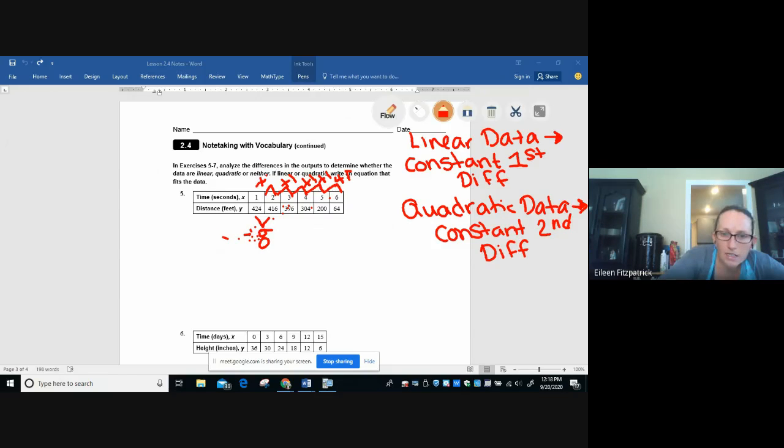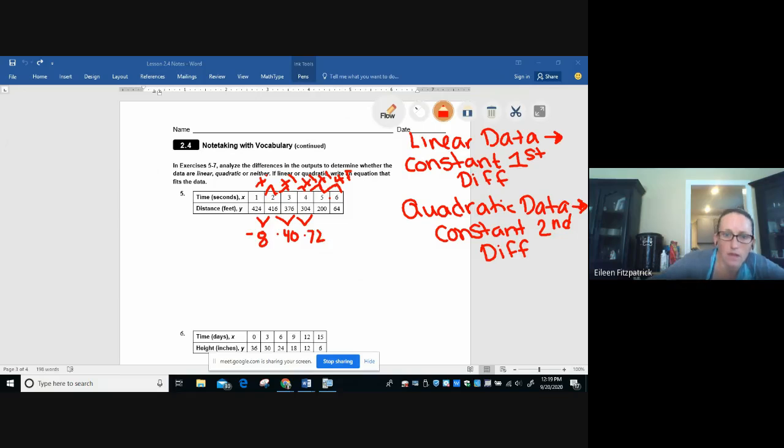And then you have 416 minus 376, and that's a difference of 40. So you're -40. Let me clean this up because it's kind of messy. All right, so we said that's a difference of -8. Then we have a difference of -40. All right, 376 minus 304 gives you a difference of 72.